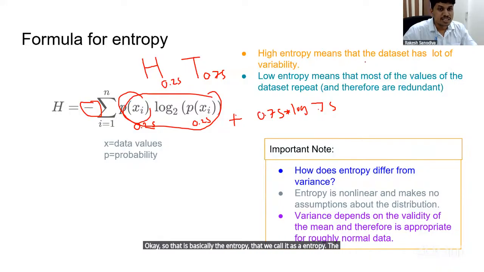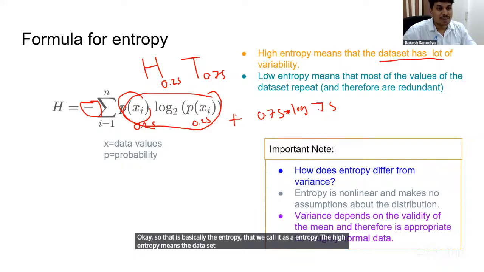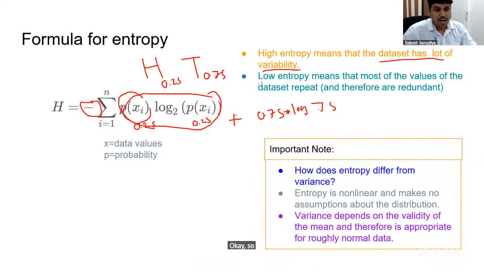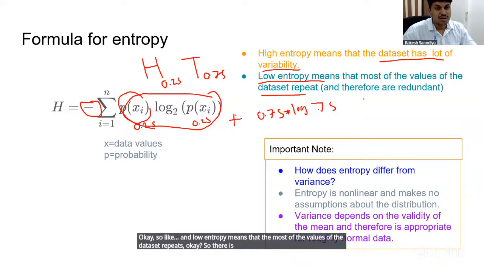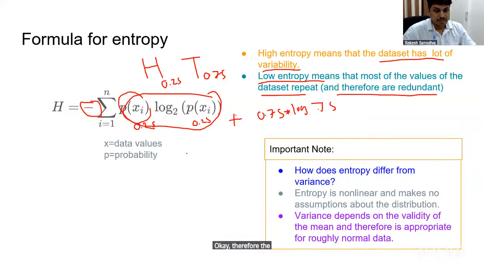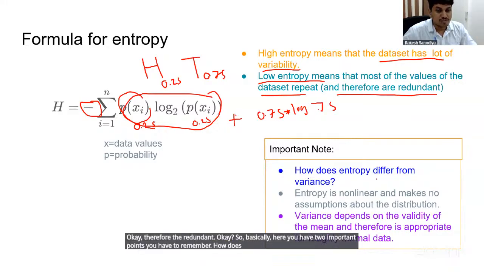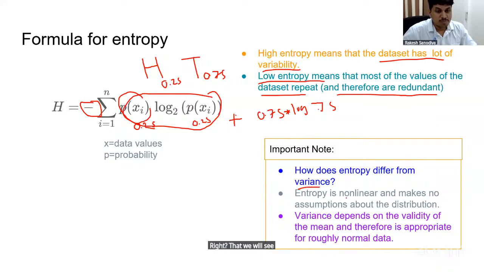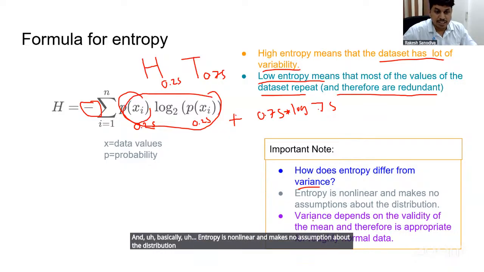High entropy means the data set has a lot of variability, and low entropy means that most of the values of the data set repeat, so there is no meaning, therefore it is redundant. Basically, here you have two important points to remember. How does entropy differ from variance? Entropy is non-linear and makes no assumption about the distribution, but variance depends on the validity of the mean and therefore is appropriate for roughly normal data.